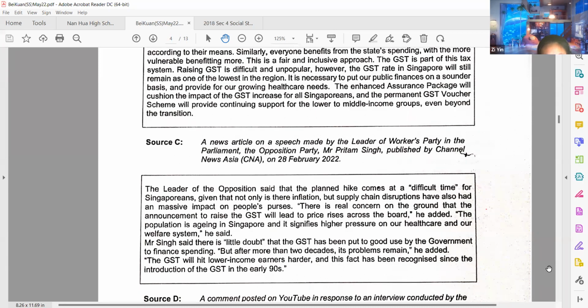He added, the population is aging in Singapore, and it signifies higher pressure on our healthcare and our welfare system, he said. Mr. Singh said there is little doubt that the GST has been put to good use by the government to finance spending, but after more than two decades, its problems remain. He added, the GST will hit lower income earners harder, and this fact has been recognized since the introduction of the GST in the early 90s.